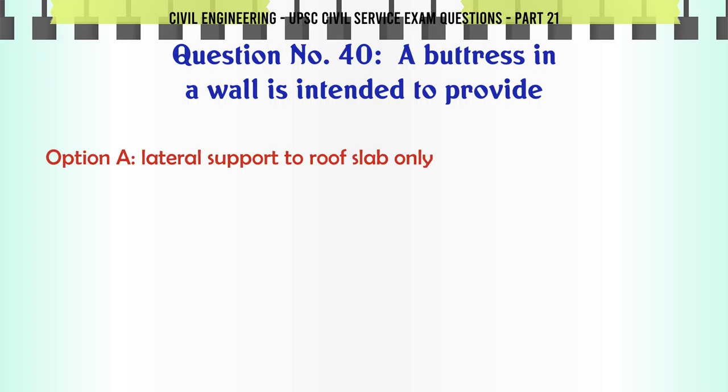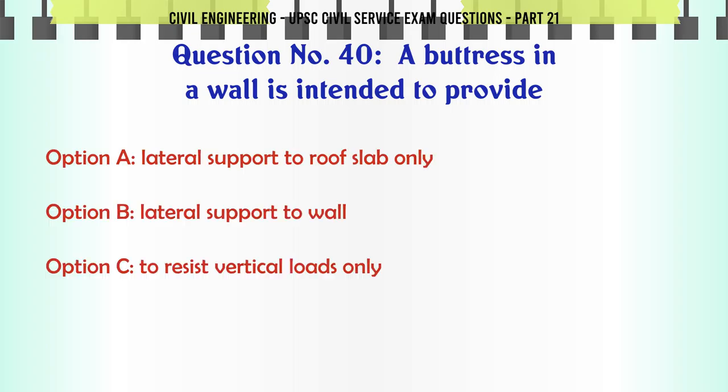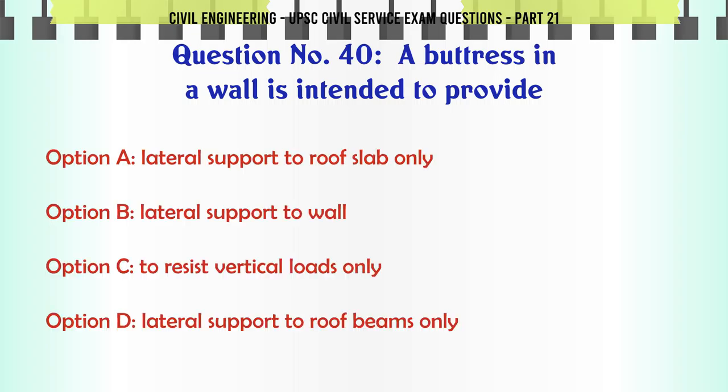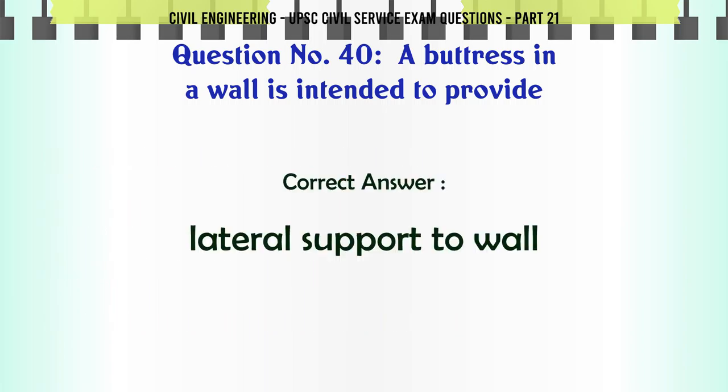A buttress in a wall is intended to provide A. lateral support to roof slab only. B. lateral support to wall. C. to resist vertical loads only. D. lateral support to roof beams only. The correct answer is lateral support to wall.